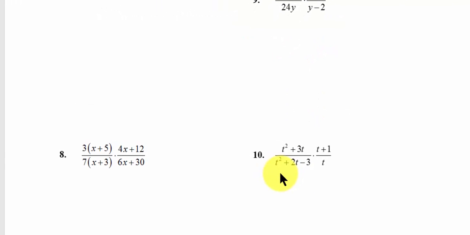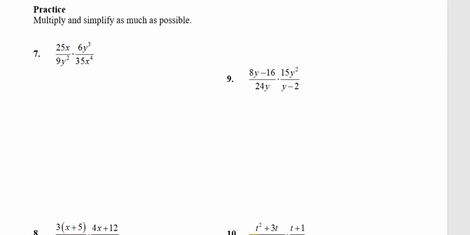Actually, instead of looking at another example, we'll do some practice problems. So let's take a look at practice problem 7. Okay? So you have a couple of options here. You could cross-cancel. So I have the 25 and the 35. If I divide both of those by 5, I'd be left with a 5 on the top and a 7 on the bottom. And then we can cross-cancel the 6 and the 9. If I divide both of those by 3, I'd be left with 2 and 3.